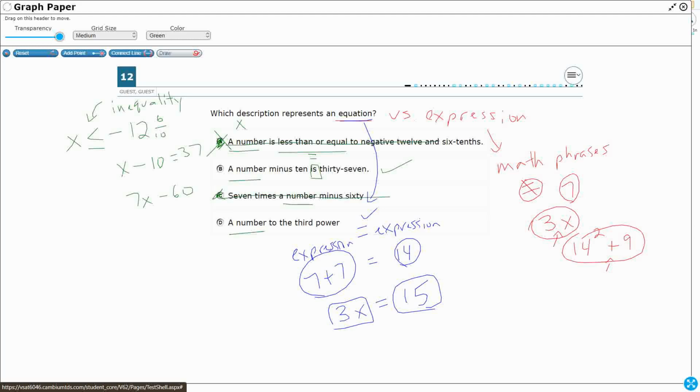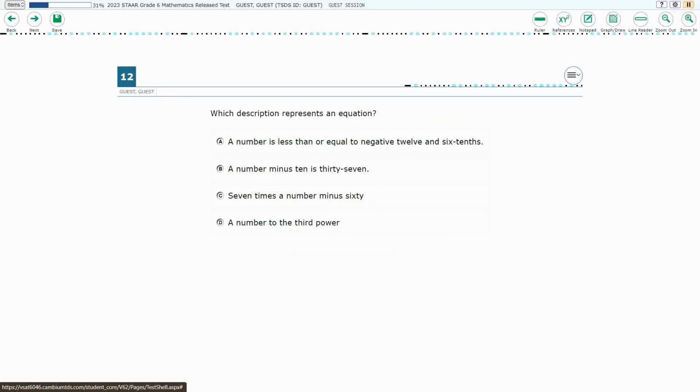D: a number to the third power, so x, and then I'm going to cube it or raise it to the exponent of 3. And then that's it. There's nothing else there. So that's not going to work either. So I have no equal sign on C or D. A is kind of tricky because it has an inequality symbol, but that does not make it an equation. In order for it to be an equation, it needs to have an equal sign, and it's this little tiny word "is" that makes it equal to. So my answer is B.